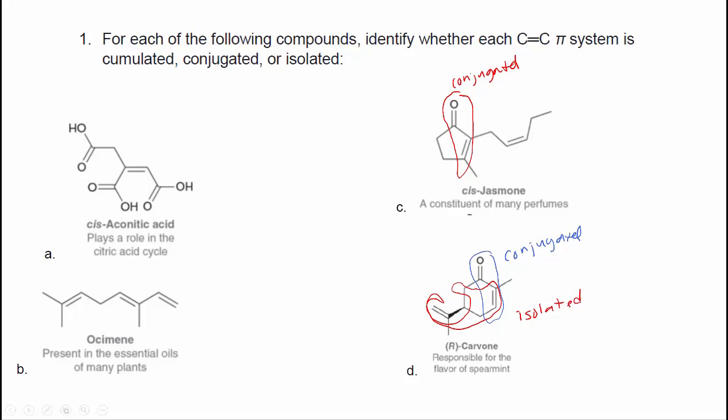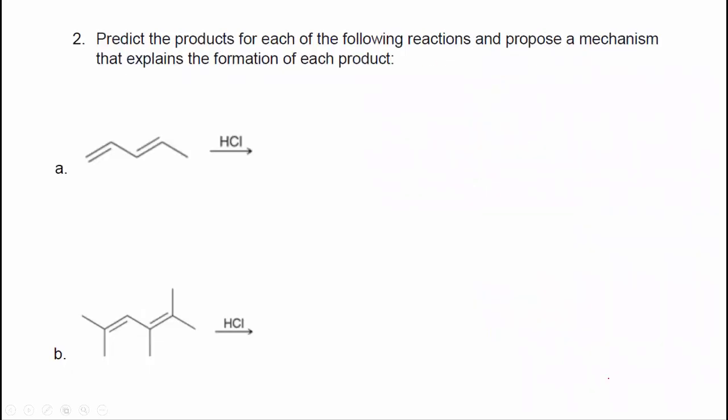All right, questions on any of those? All right, number 2, we're looking at predicting products and proposing a mechanism. So in both of these reactions, the reaction temperature is not specified. So we have to assume it's going at room temperature. And so we're going to get a mixture of products here. Depending on where you start numbering, let's say I start numbering this way, you might get a mixture of products. So this will be doing a proton transfer.